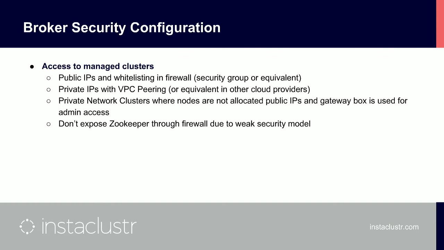We support VPC peering and the equivalents in the other cloud providers to allow you to access via private IPs to keep the traffic entirely private. And as I mentioned in the introduction, we have the private network clusters in AWS where we don't have public IPs on the node at all and automatically provision a gateway box as part of the cluster. As I said, we don't expose Zookeeper at all due to the weak security model. So looking at it through our SOC 2 assessment lens, we just didn't think that was a valid thing to be doing.